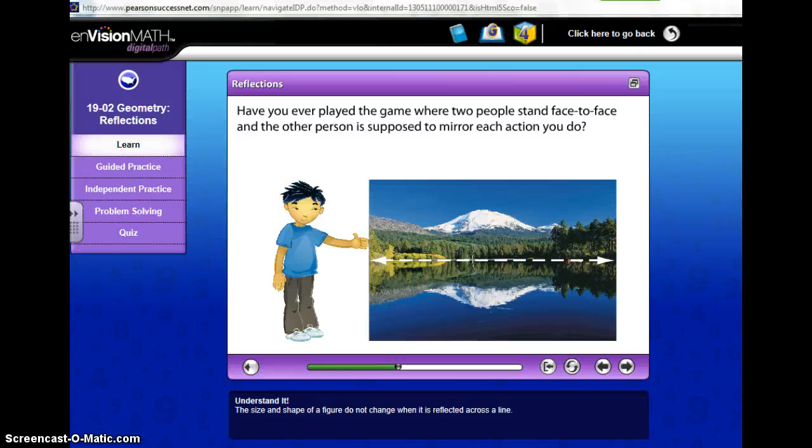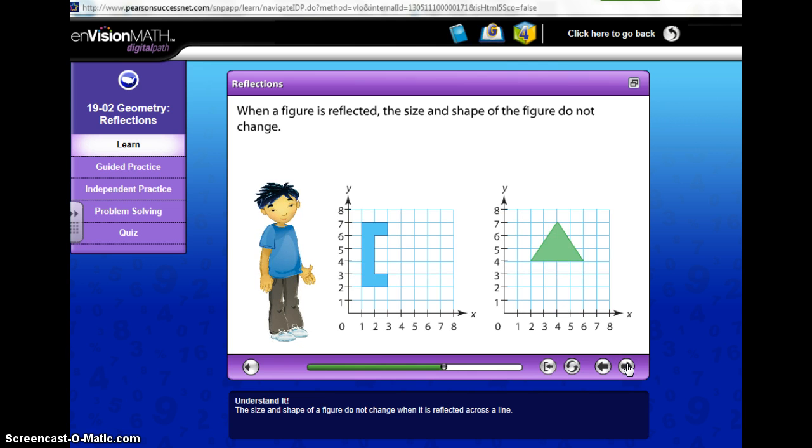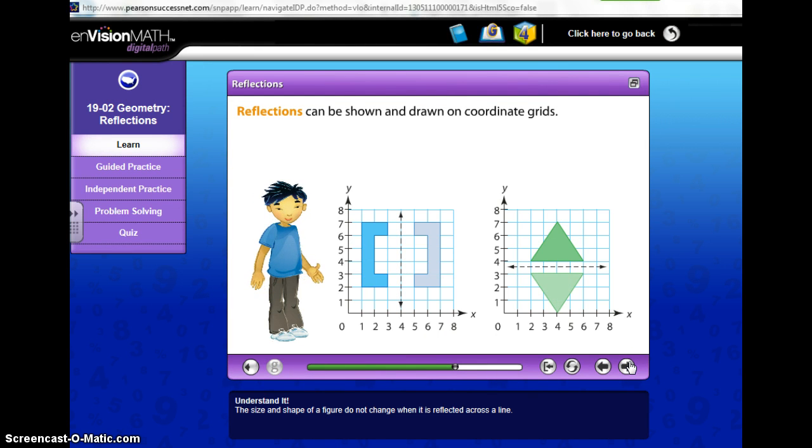Now that everybody has had a little experience with reflection, we're going to take a look at what happens when you have that line, and whether it's imaginary or real, that line is really important. When a figure is reflected, the size stays the same and the shape stays the same, just like yesterday in our translations. Reflections can be drawn and shown on a grid just like what we did yesterday. So they put in a line of symmetry or a focus line and they flipped it.